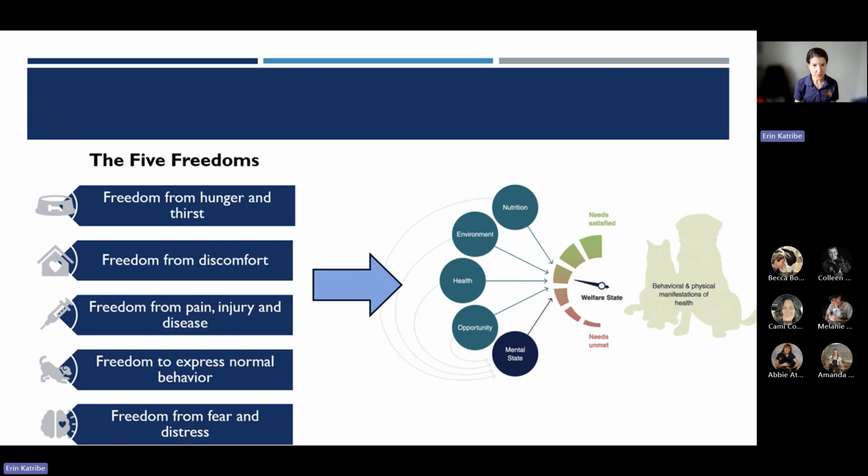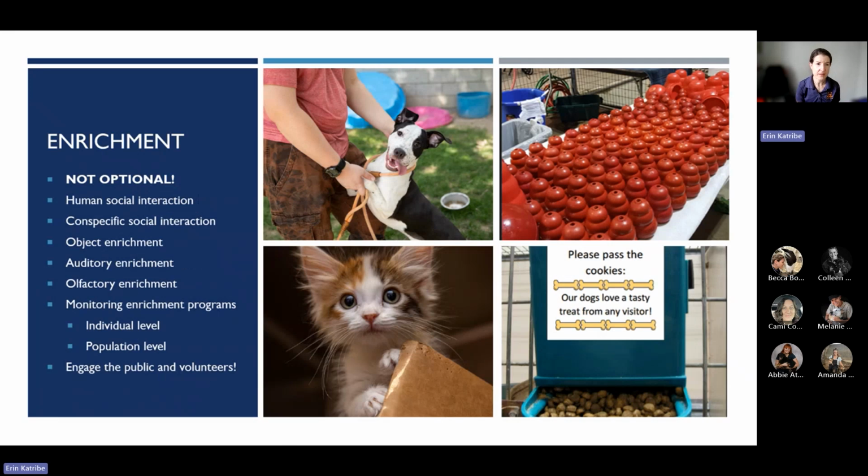So I encourage you, when we think about provision of these needs, to think about them in terms of that model. What does this mean? Enrichment used to, in some settings, be a nice thing that we did for shelter animals. Now we are thinking of enrichment as not optional, right, for animals in confinement. This can look like a lot of different things. It can look like human social interaction, or interaction with other cats or dogs for those individuals that appreciate it. It can be objects. It can be auditory, so things like music, or smells, right?